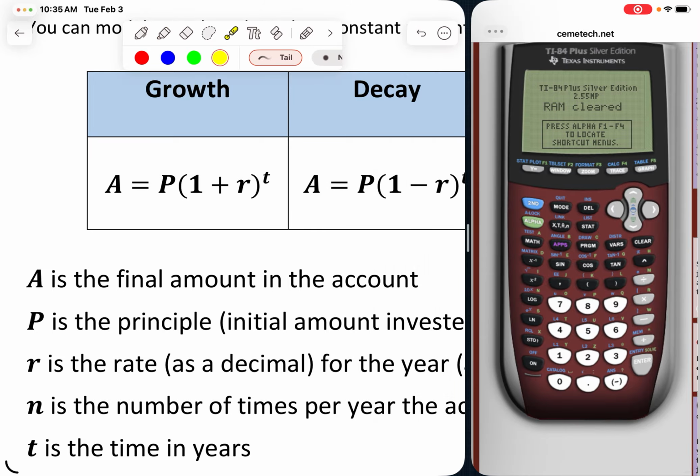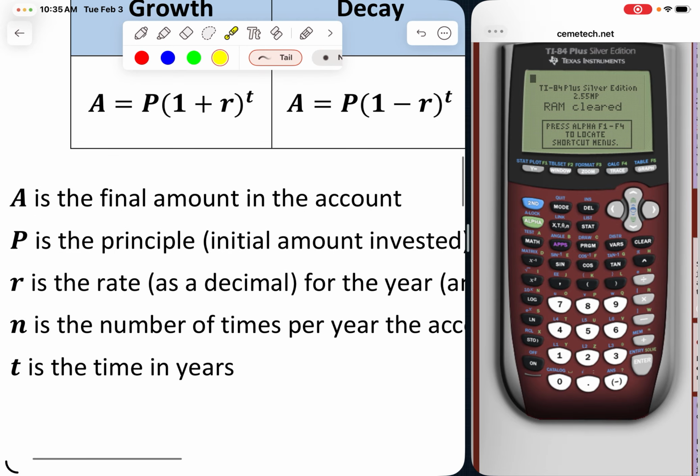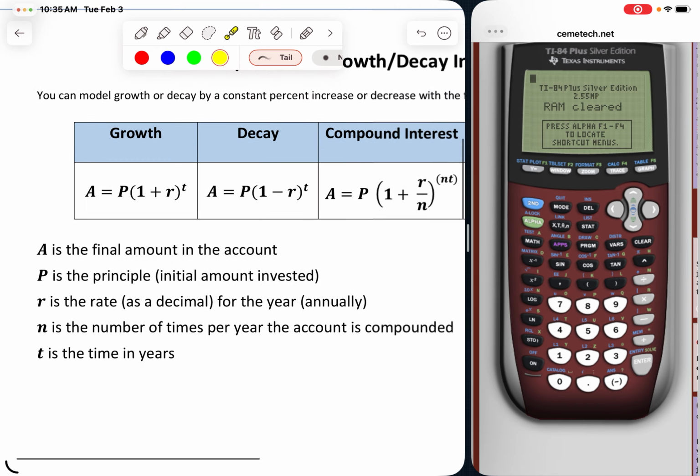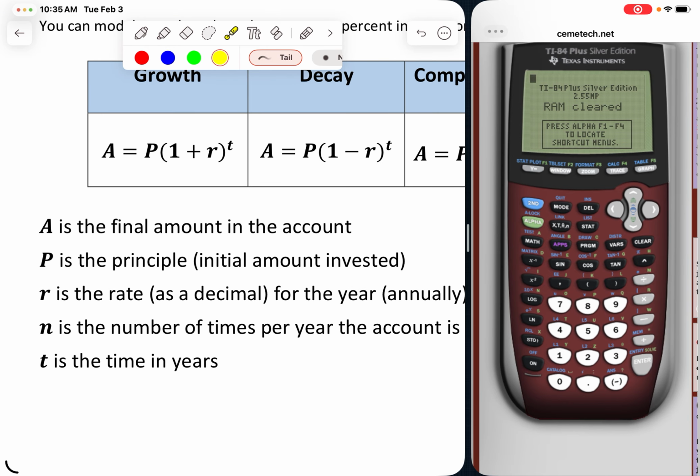R is our rate, and it's written as a decimal. Since this is the growth formula, that's plus R. Notice in the decay formula, it's minus R. That's the only difference between the growth and decay formula. It's always written as a decimal, and that is for the year. You would use these formulas when it is just for 1 year. And there is no N in this formula; I'll get to that in a second. T is the time, usually in years. If this was bacteria growth and they were talking about minutes, then it could work for that too. But we use a different formula for bacteria growth.